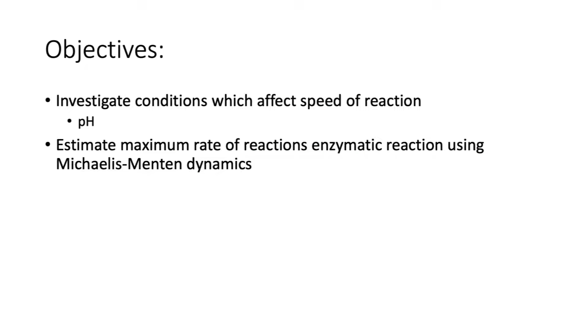So the objectives of the lab are to first investigate conditions which affect the speed of reaction. Okay, and the main condition we're going to be looking at here is our pH, and we're also going to look at how the substrate concentration affects the speed of reaction. And when we do that, we're actually going to estimate how fast the reaction could possibly go, how fast the enzyme works, using something called Michaelis-Menten dynamics.